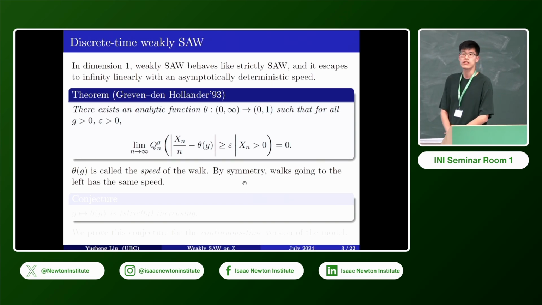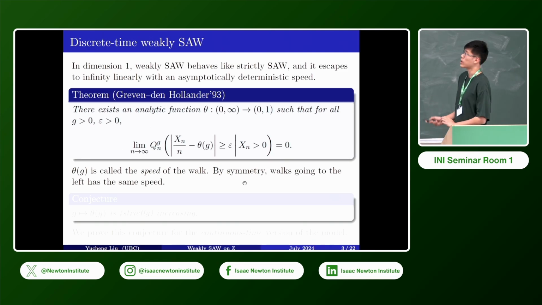behaves exactly like the strictly self-avoiding walk, in the sense that it escapes linearly from the origin, and it is going to have an asymptotically deterministic speed. So this is a theorem by Greven and den Hollander in 1993, so more than 30 years ago. There exists an analytic function theta of g, which is just the speed of the walk, such that for any parameter g bigger than 0 and any epsilon tolerance, I have this weak law of large numbers type result. If I condition on my walk going to the right, this is just to break the symmetry of going left and right, then X_n divided by n is going to converge to my speed theta of g.